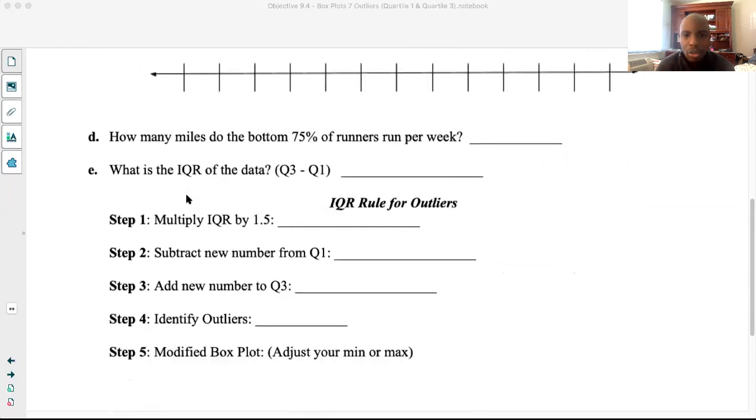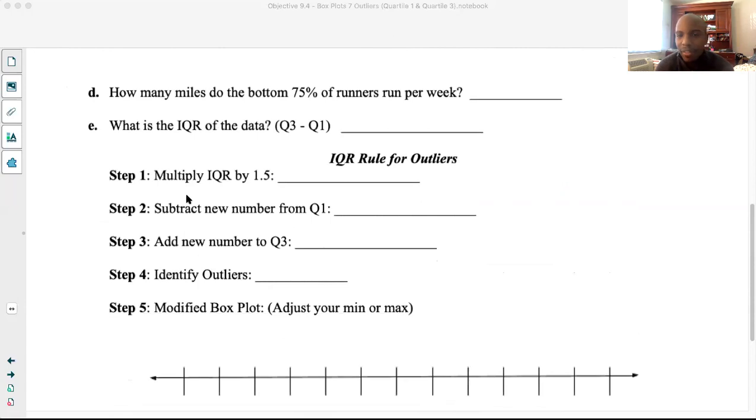How many miles do the bottom 75% of runners run per week? So how many miles do the bottom 75%? Right, so we're looking at the bottom 75. So the lowest 75, right? How many miles do they run, right? What's the average in some sense?